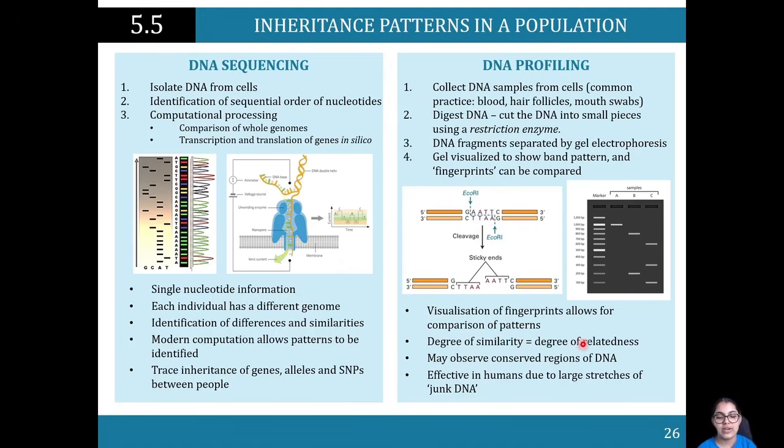So the degree of similarity equates to the degree of relatedness, and using this we can observe conserved regions of the DNA. So the conserved regions are the regions that are actually different between everyone. We actually share a lot of our DNA, a lot of our DNA is very similar, but we have conserved regions that then lead to our uniqueness.